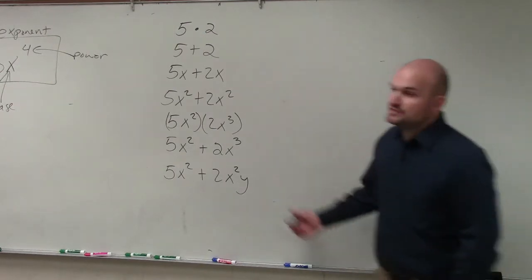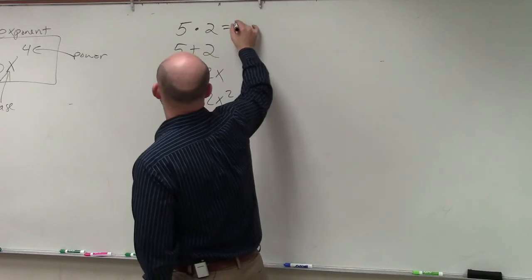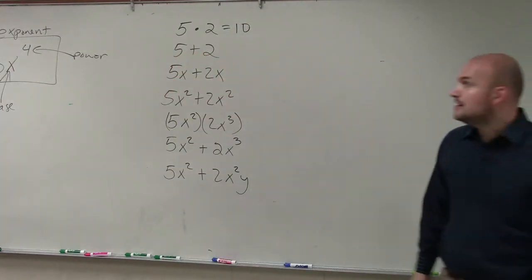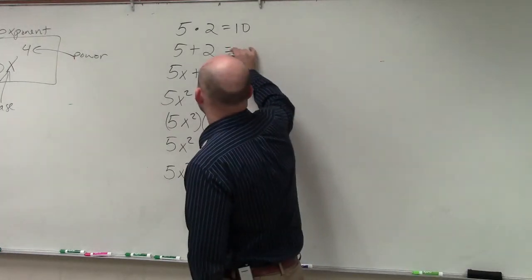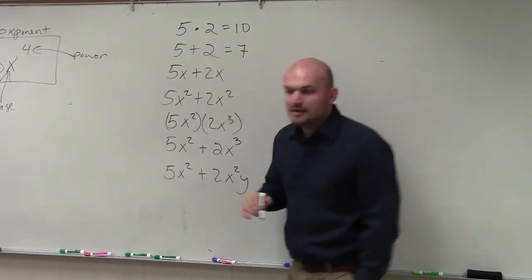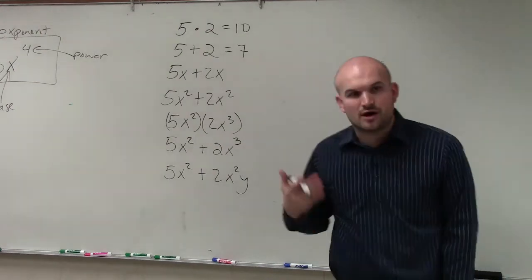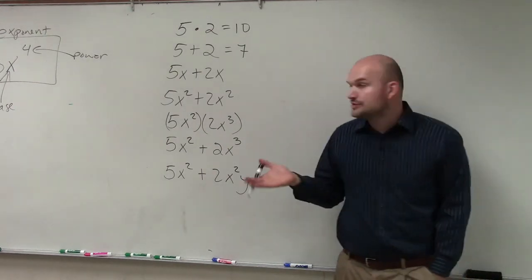Okay? So first of all, 5 times 2, there's really nothing secret or crazy about that. That's 10. And you should be familiar with that. 5 plus 2, there's really nothing crazy about that. That's 7. Okay? However, now once we introduce variables into our expressions, we have our monomials, right? And these are these terms.